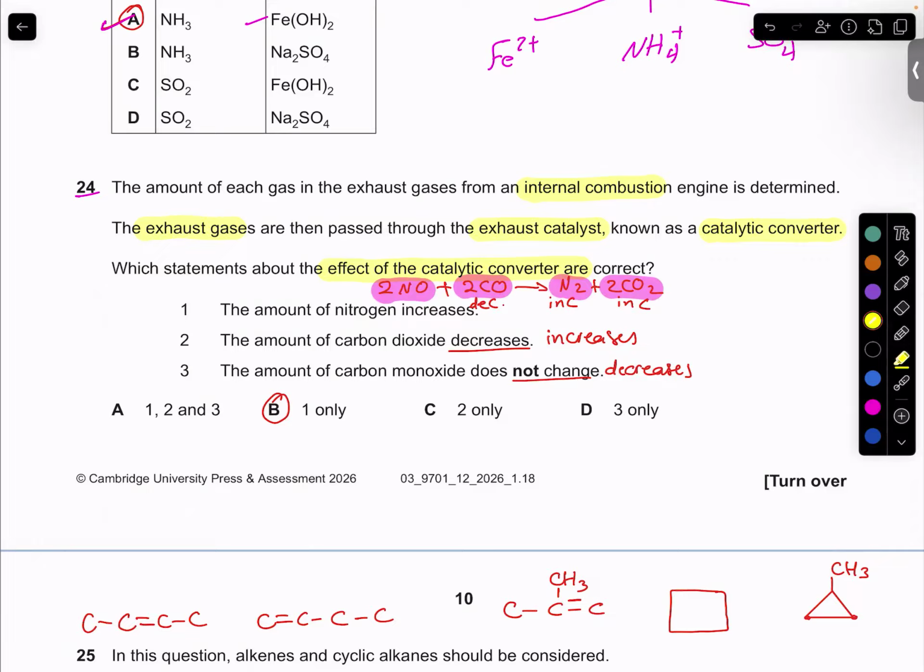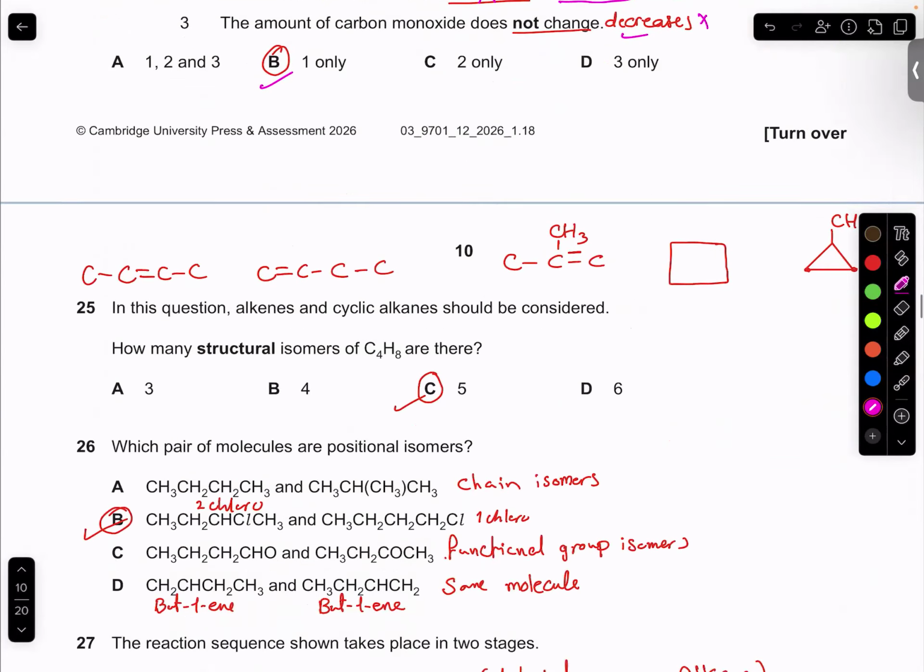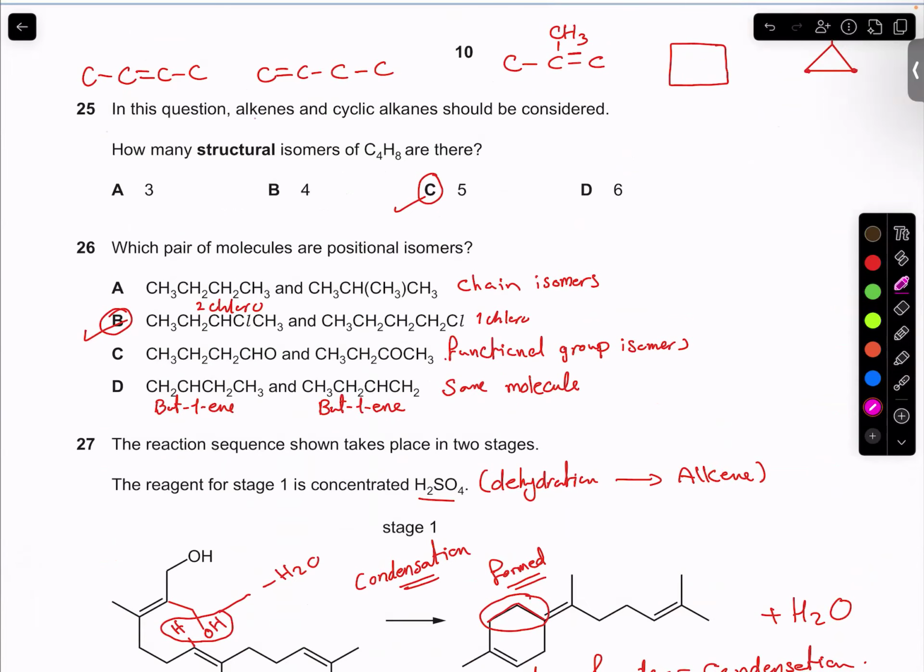So the amount of nitrogen gas increases, yes, because nitrogen gas is produced. The amount of carbon dioxide gas decreases, this is wrong, because the amount of carbon dioxide gas increases since it's part of the product. The amount of carbon monoxide doesn't change, no, the amount of carbon monoxide decreases as it is consumed as a reactant. So the answer is only number 1. Question number 25. In this reaction, alkenes and cyclic alkanes should be considered.